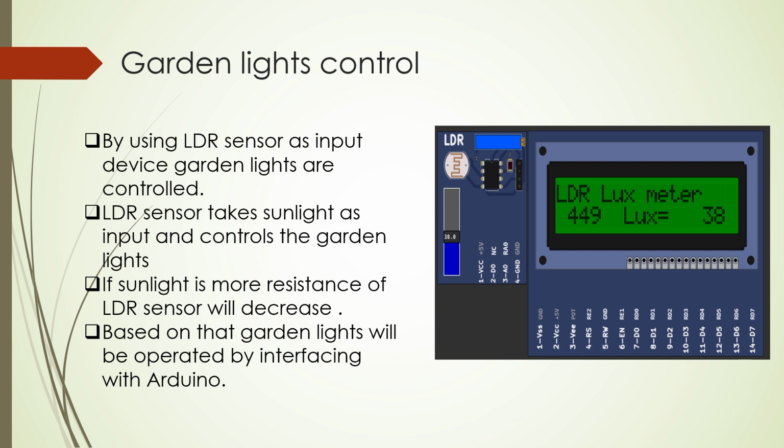This will be conveyed by lighting up the garden lights through the controller. By using an LDR sensor as the input device, garden lights are controlled. The LDR sensor takes sunlight as input and controls the garden lights. If sunlight is more, the resistance of the LDR sensor will decrease. Based on that, garden lights will be operated by interfacing with Arduino. Here the picture shows an LDR and a CLCD which displays the condition of the LDR.